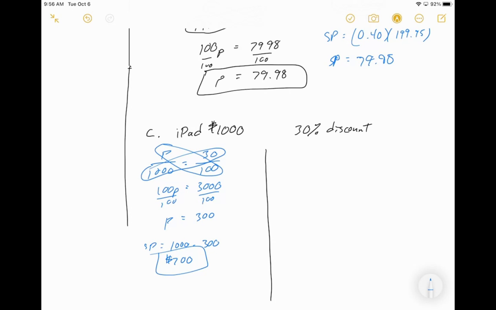Today, if you like to use a fast method, this is what I would have done. I would say, well, 70% is left. So then I could just say the sales price is equal to 0.70 times 1,000. And I get 700. All right. So you see, there's two different ways to do this.